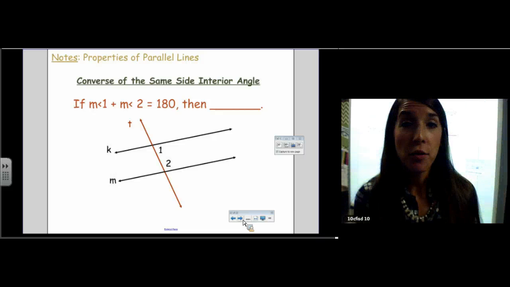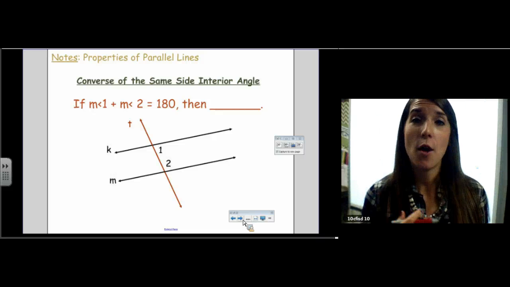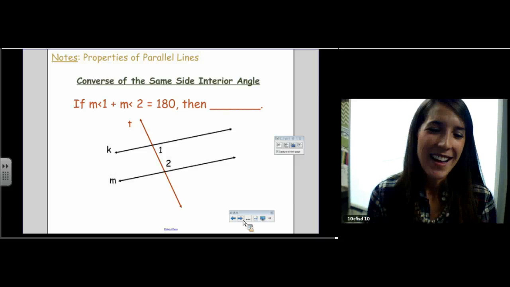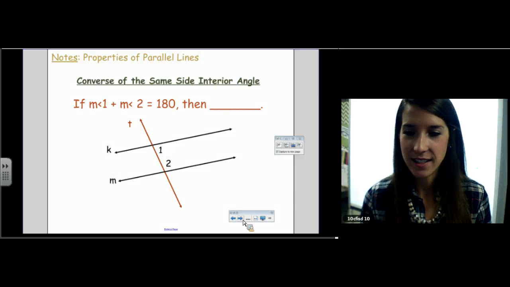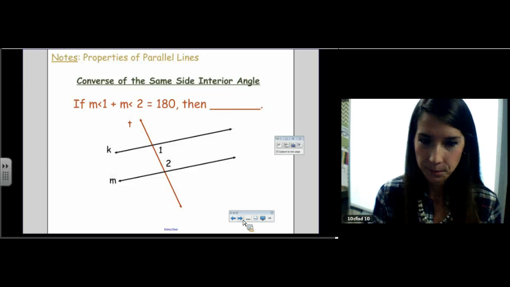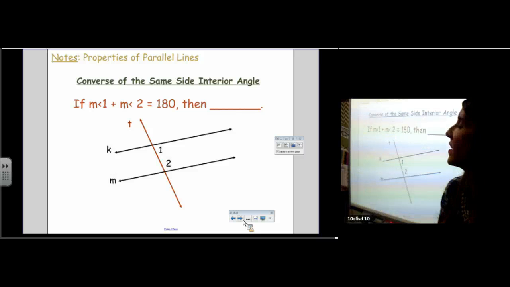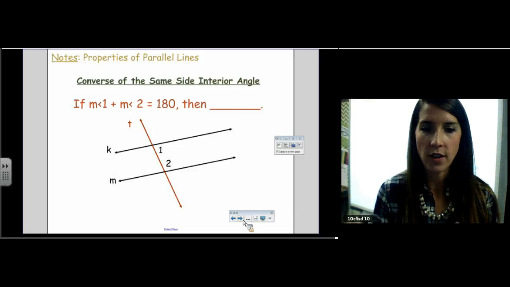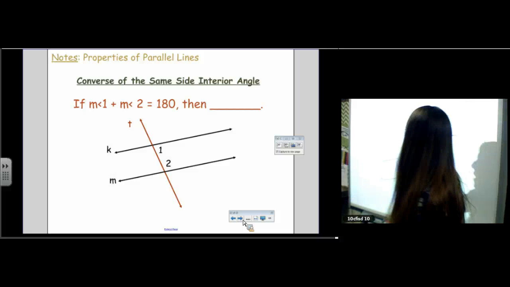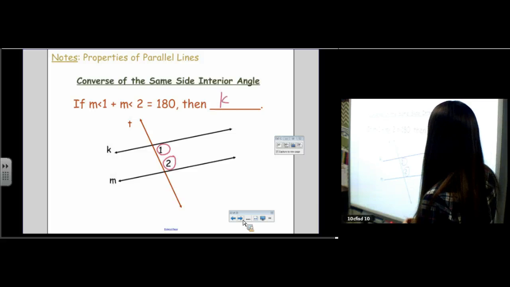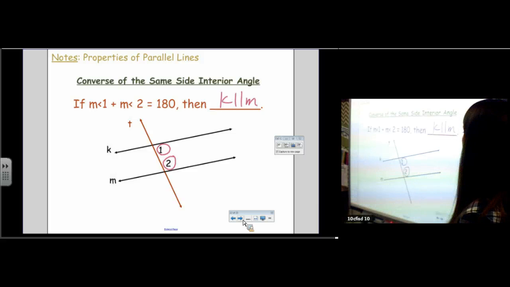So I could go through all of these, but I'm just going to let you know that, does that make sense? Searching for proof so that we can really show that they're parallel. All right, so these are all the words you've already learned. All I did was on each slide, I just wrote the converse. If angle 1 plus angle 2 equals 180, then K is parallel to M.